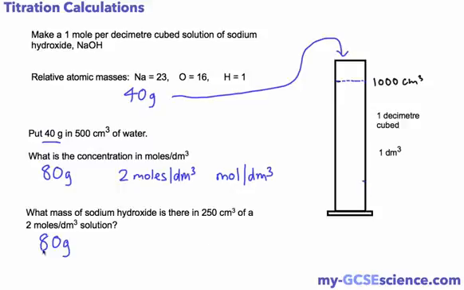So we have in 250 centimeters cubed a quarter of our 80, which is 20 grams of our sodium hydroxide, and that would equate to our answer. We don't need to do anything further because it's just asking us what mass of sodium hydroxide is in there. Okay, so hopefully you've got the hang of this slide. If not, just have another look at it.